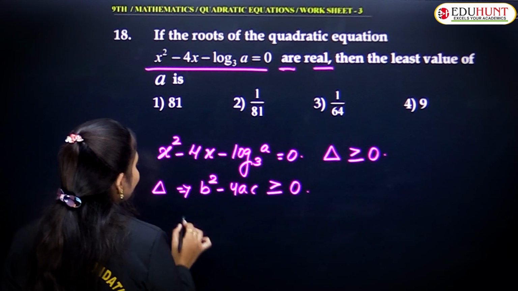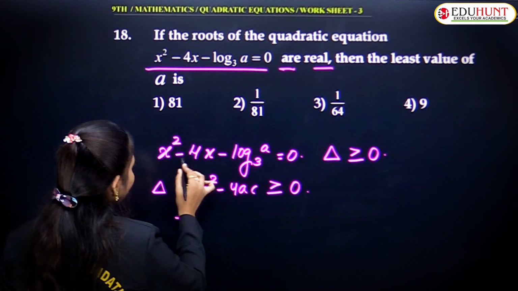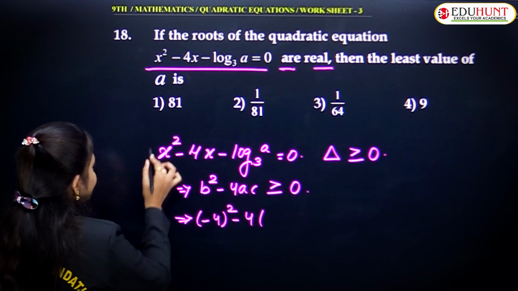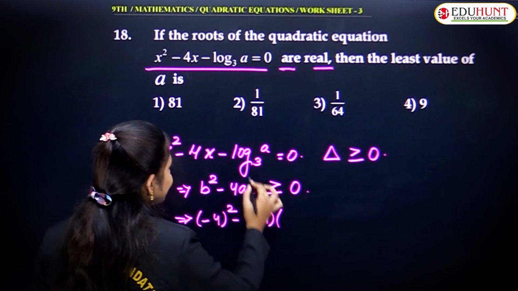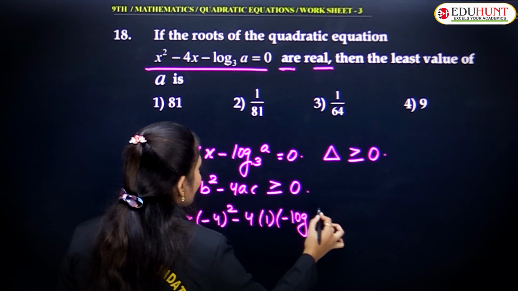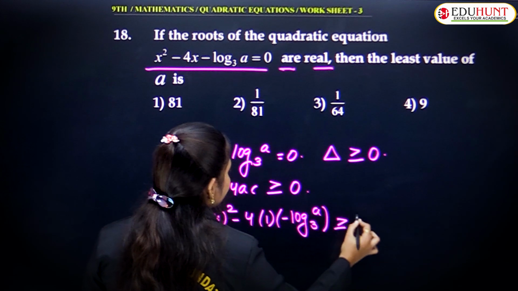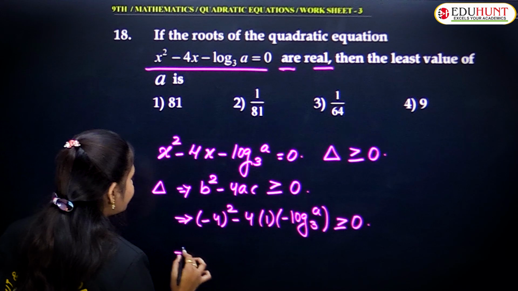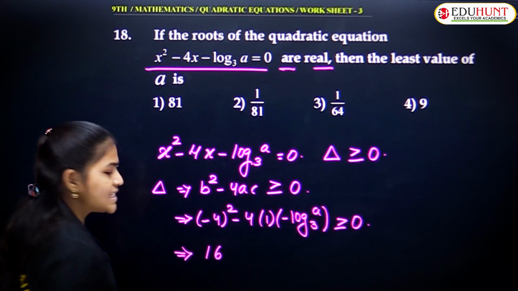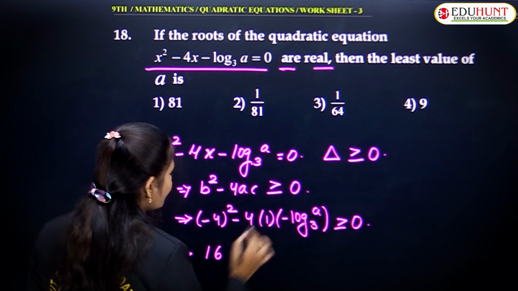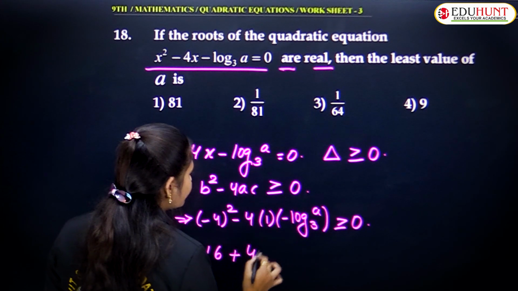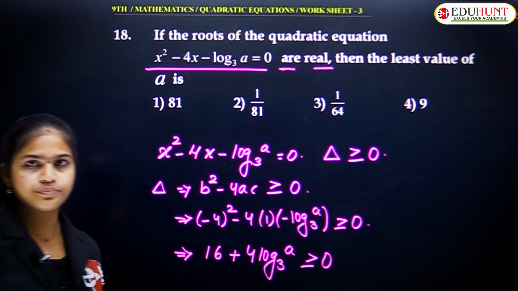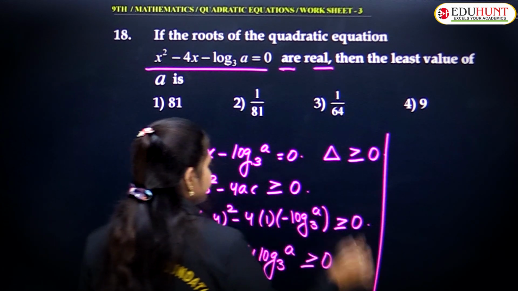Okay. So from this here b square is equal to minus 4 whole square. Minus 4 into here a is equal to nothing is there, so that is 1, and c is equal to minus log a to the base 3 which is greater than equal to 0. Clear? Yes. So from this one here minus 4 whole square which is equals to 16. And minus into minus, that is plus 4 log a base 3 which is greater than or equals to 0. Clear?